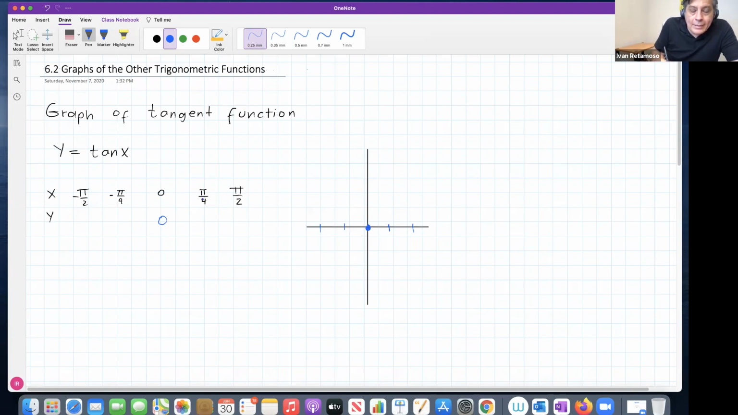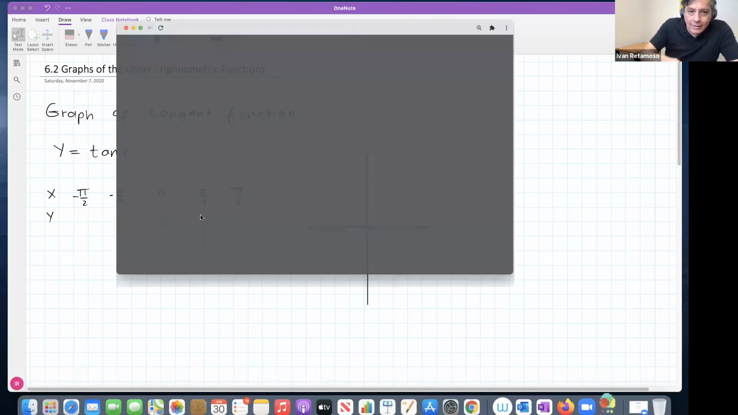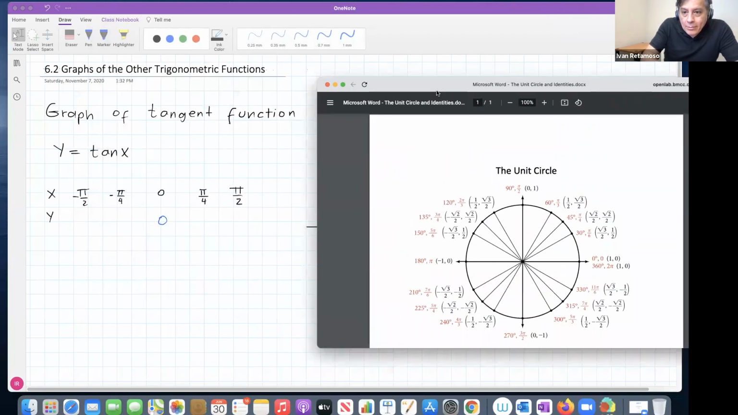Tangent of pi over 4. Remember, in the unit circle that I asked you to have handy, you can see pi over 4 is here, right? 45 degrees, pi over 4. Sine is square root of 2 over 2. Cosine is square root of 2 over 2. So tangent of pi over 4 is sine over cosine, the square root of 2 over 2 divided by itself, which has to be 1, right? So this guy, 1.